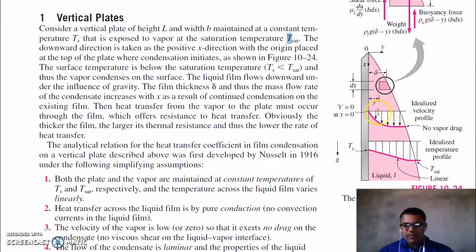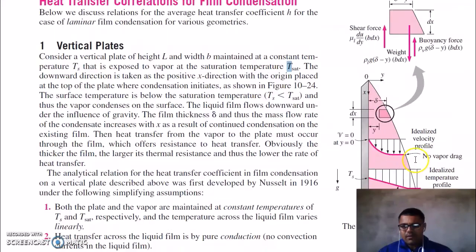The film thickness is delta, and thus the mass rate of the condensate increases with x as a result of continued condensation on the existing film. The heat transfer from the vapor to the plate must occur through the film, which offers resistance to heat transfer. So this is your velocity profile. This is the no-slip condition, where your velocity is 0. So this is the saturation temperature.